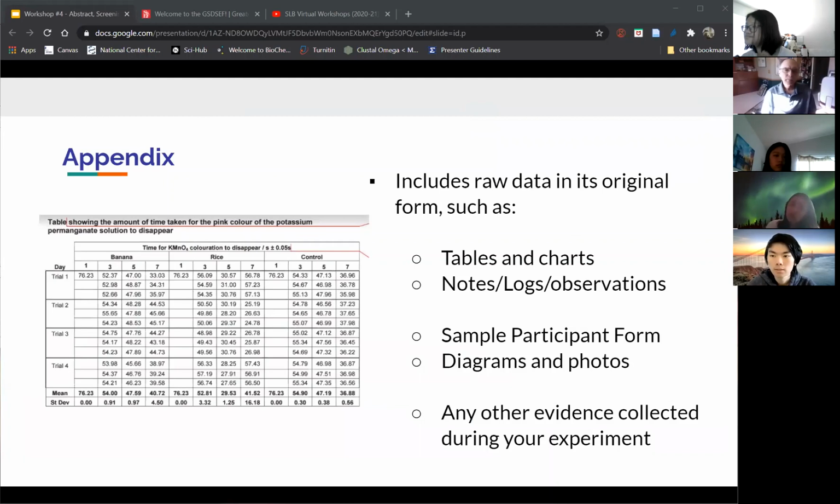In the appendix, which is near the very end, you should include raw data for your experiments before putting it into a nice graph and everything, because the judges do like to see that, and it is standard to have. This includes tables and charts, maybe notes and observations from when you're doing your experiment, your participant form, any photos you may have taken of your experiment, and any other evidence.